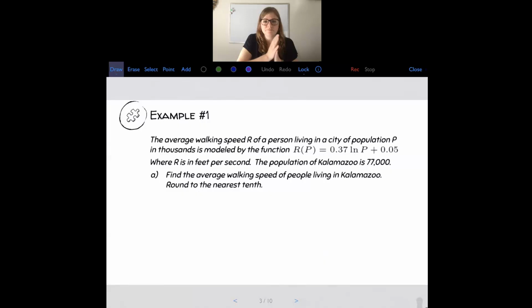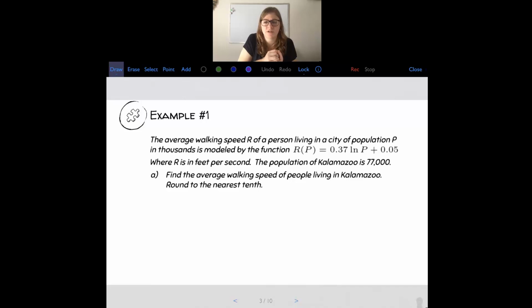So example 1. The average walking speed R of a person living in a city of population P in thousands is modeled by the function R of P is equal to 0.37 ln of P plus 0.05, where R is in feet per second. The population of Kalamazoo is 77,000. Find the average walking speed of people living in Kalamazoo, round to the nearest tenth.